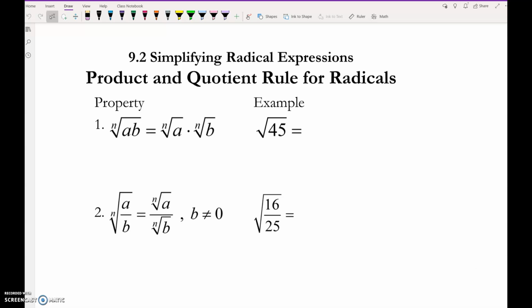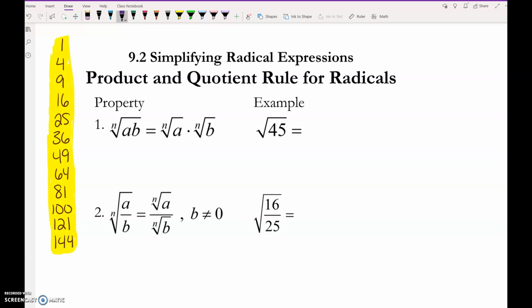Here we go. Today we're simplifying radicals. You're going to want to have on your paper your perfect squares. So let's write down our perfect squares. 1, 2, 3, 4, 5, 6, 7, 8, 9, 10, 11, and 12.